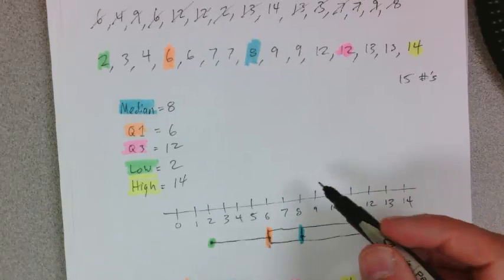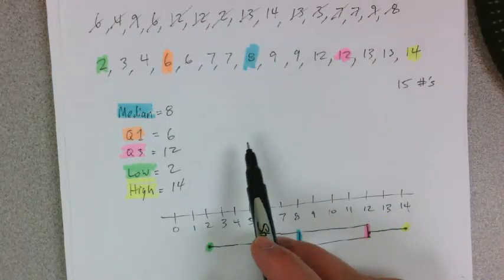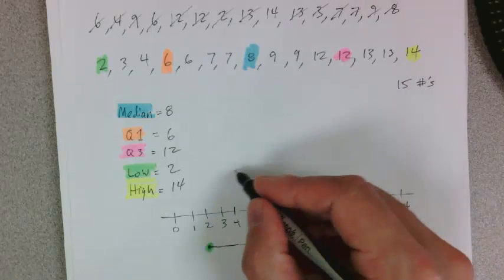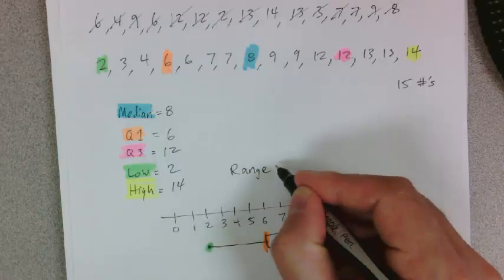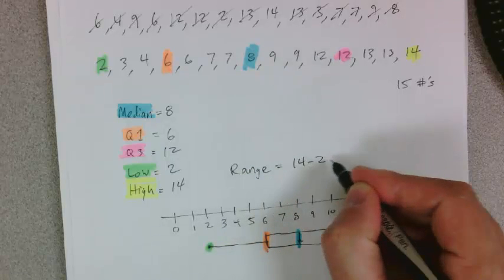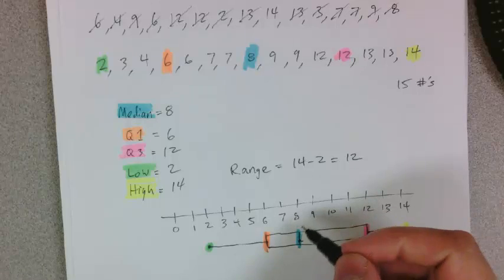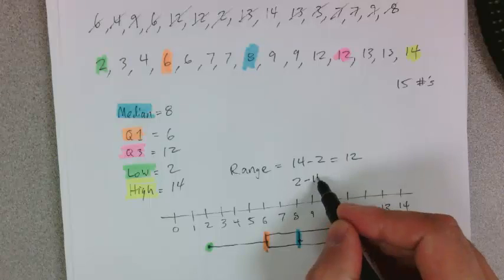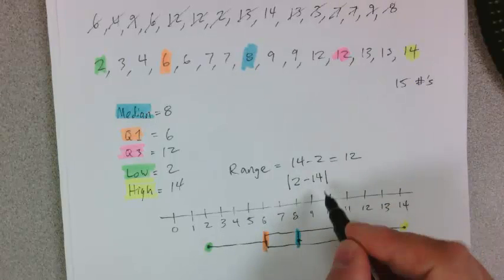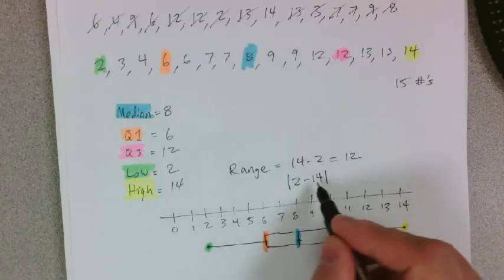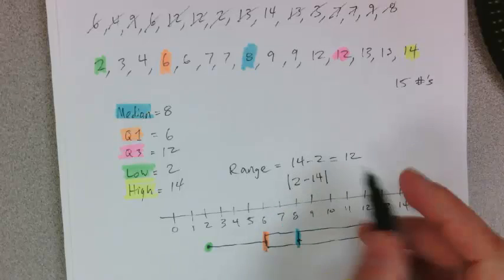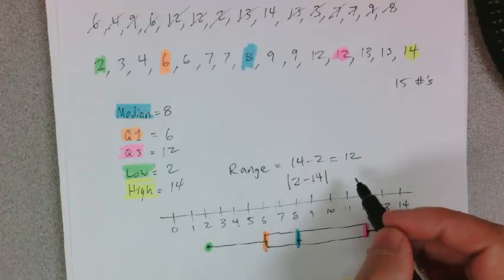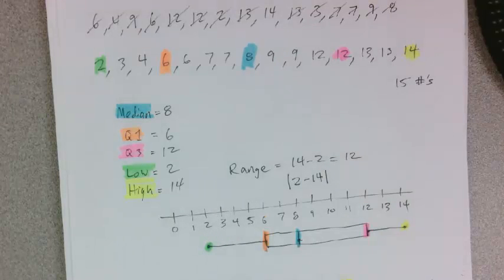Last thing we want to look at is the range, and that's just the distance from the low to the high. So you can think of it as 14 minus 2 in this case, which is 12. And if you forget and you just want to subtract the 2 numbers, you can always take the absolute value. Remember our good friend, the absolute value of the difference of the two. So 2 minus 14, you might get negative 12, and the absolute value of negative 12 is 12. So that's a place where our good old friend, the absolute value, shows up.